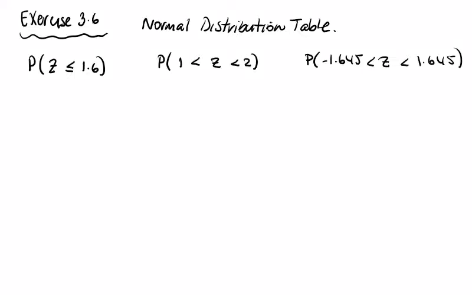In this video, we look at the start of the questions from exercise 3.6 on page 100. So a z-score less than or equal to 1.6. Draw your curve. Put your 0 on. 1.6 is up here. So the arrow is pointing to the left. So you can see we're looking for the information to the left of the line.